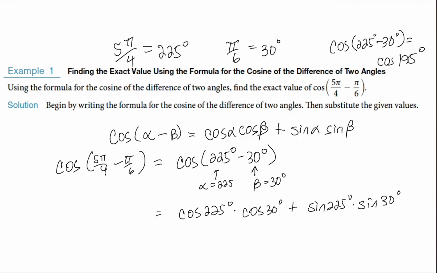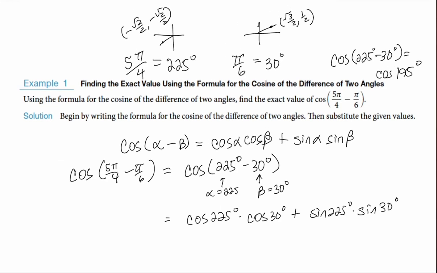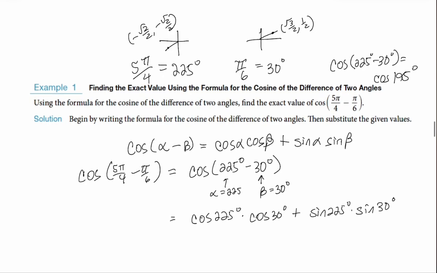Warning, warning. Okay, so let's go back to 225. 5 pi over 4, 225 is the 45 in the third quadrant. That is the point negative square root of 2 over 2, negative square root of 2 over 2. That's 225. 30 on the unit circle, pi over 6, is the point square root of 3 over 2, 1/2. Now, if that is something that you have forgotten, once in a while, rewrite your unit circle on a sheet of paper and look at it again.